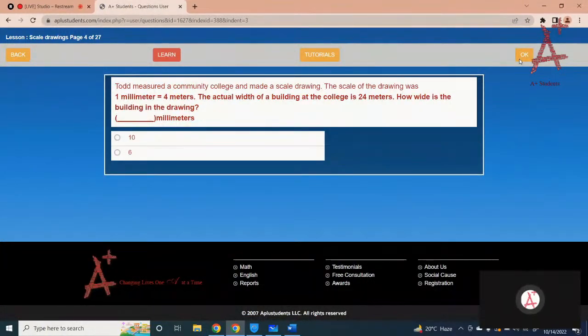Todd measured a community college and made a scale drawing. The scale of the drawing was 1 millimeter equals 4 meters. The actual width of the building at the college is 24 meters. How wide is the building in the drawing? So which option is the correct one? 1 millimeter equals 4 meters. So you need to see 24 meters equals how many millimeters? Yes, it is 6. Very good. So select the correct option and click on the OK button.